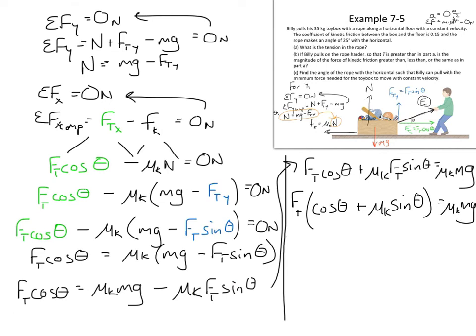All right. I think you know the last step right here, and that is to take all this in the brackets right here and just divide it down, and that's what we're going to do. So our tension force that Billy has to apply is going to be our coefficient of kinetic friction times mg over cosine of theta plus mu k sine of theta.